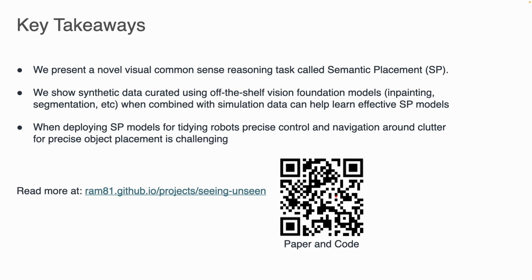Key takeaways from our work are: we propose a novel visual common sense reasoning task called semantic placement. We show a synthetic dataset can be curated for such tasks, and that leveraging vision foundation models can help learn effective SP models. Finally, when deploying these models for downstream tasks like tidying robots, precise control and fine-grained navigation are quite challenging. Thanks for listening. Read more about the paper on our website.